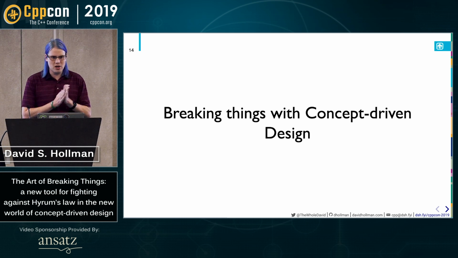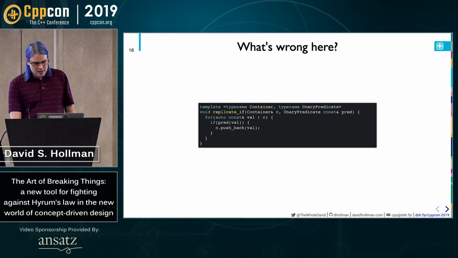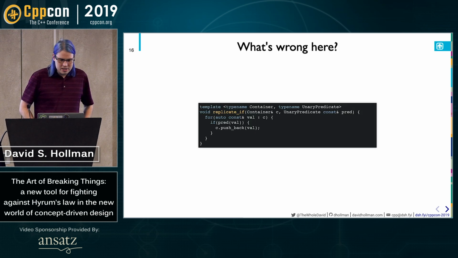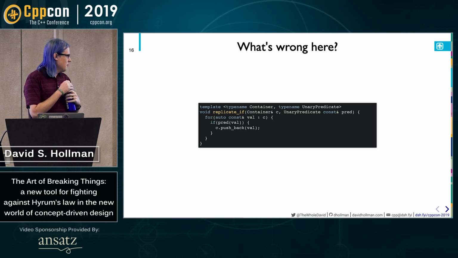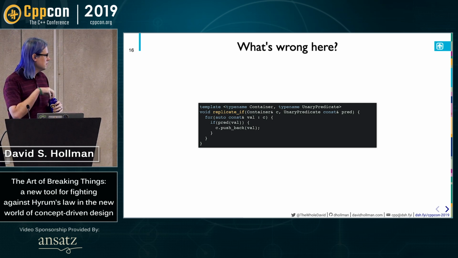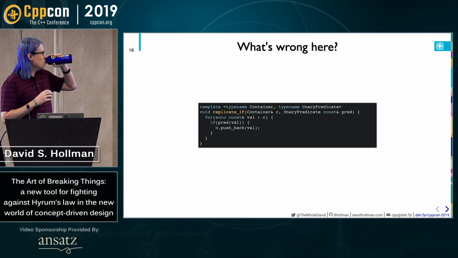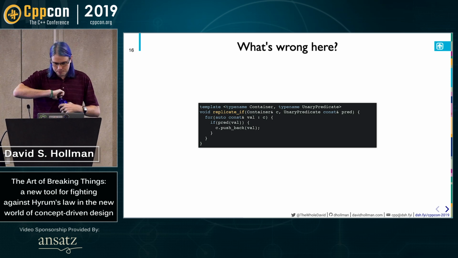Probably the easiest way to start is with this contrived example involving containers. So, can anyone tell me what's wrong with this code? I'm going to take a drink. But I bet half the people in the room have seen this bug before. Yes, you've invalidated a begin iterator.